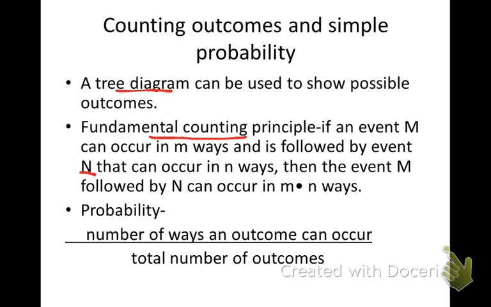And then what is simple probability? It's the number of ways an outcome can occur over the total number of outcomes. So it'll be written as a fraction in most cases. And you do need to use all your rules for fractions about simplifying it and so on. So let's see if we can use this to do some problems.